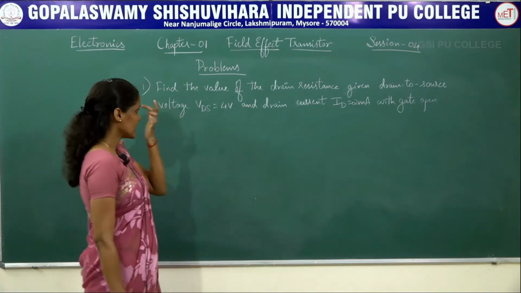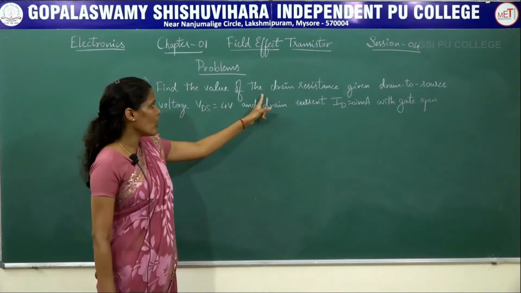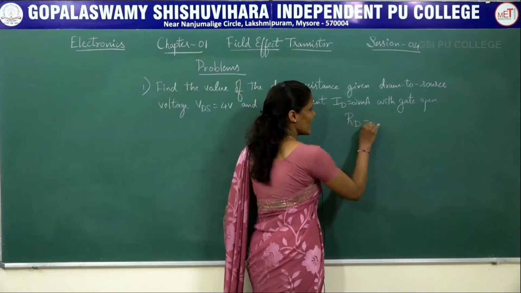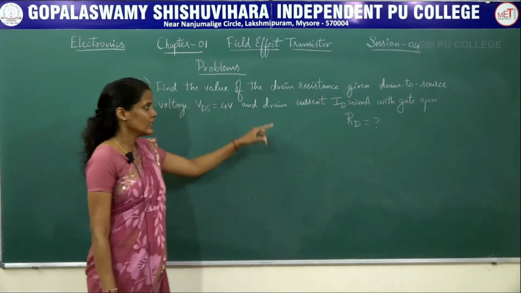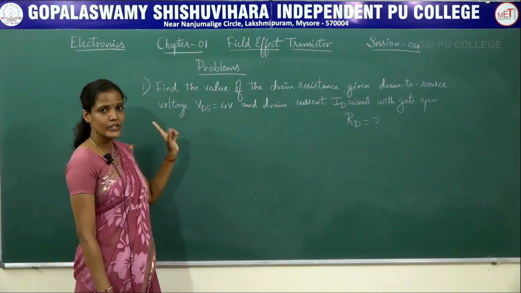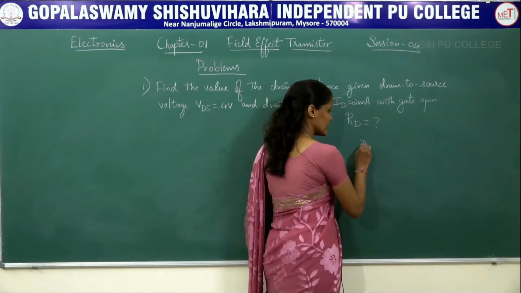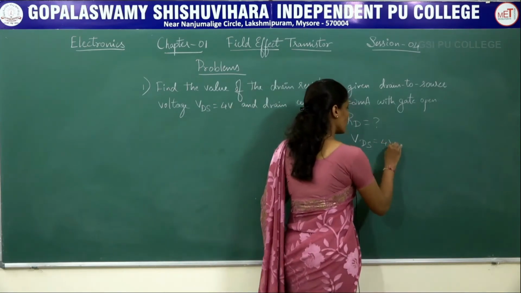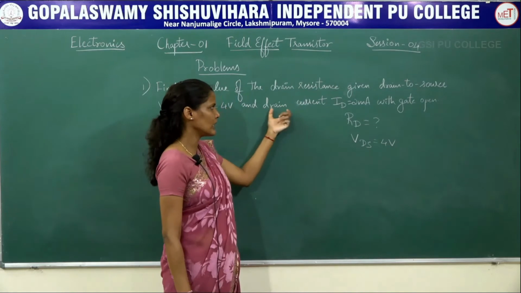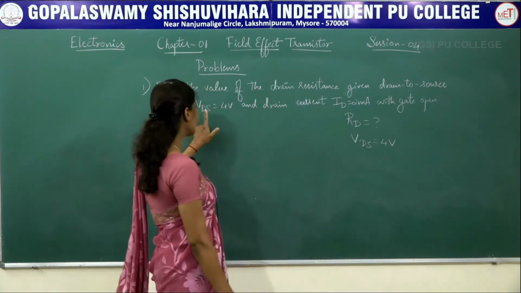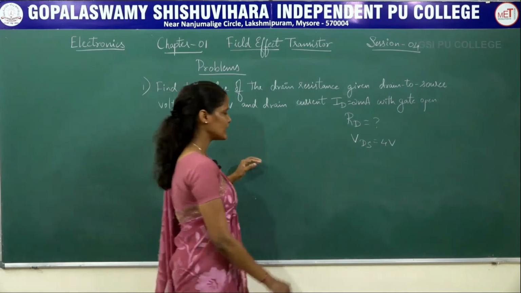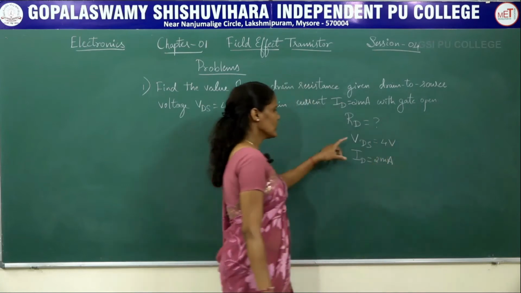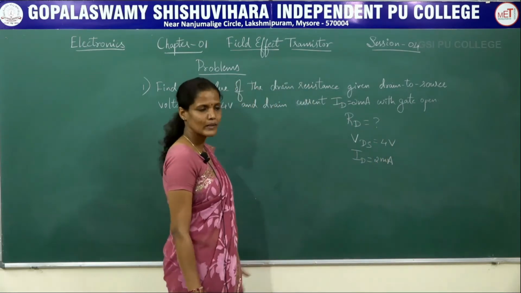So here in this particular problem, given: find the value of the drain resistance. We have to find RD. Drain to source voltage VDS is given, whose value is equal to 4 volts. And one more thing is given, the drain current ID, which is equal to 2 milliamps. So these two are given, and I have to find this. It's a very simple problem.